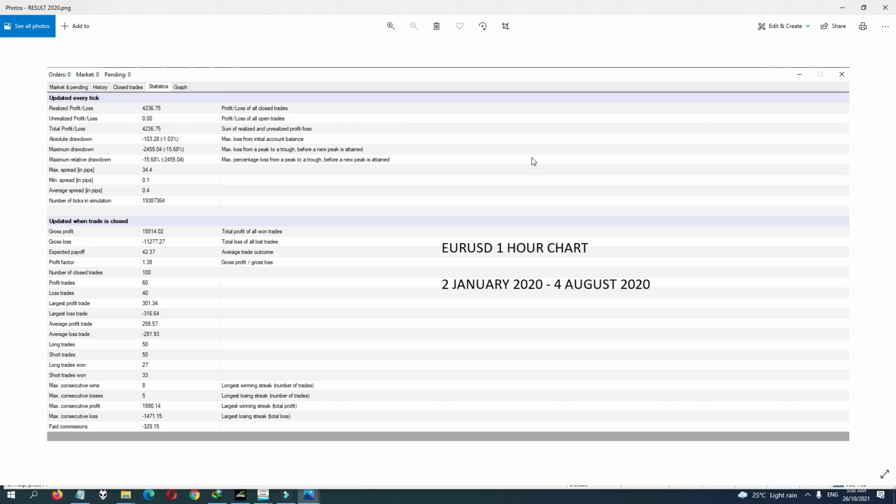Here is the result of 100 tests, on the EUR/USD 1-hour chart from here till here. We get 4,000 profit on a $10,000 account, risking 2% per trade. We have 60 winning trades and 40 losing trades. This is 1-to-1. If you're targeting 1-to-1, ideally you want the win rate to be at least 60% and above. It's around 60 to 67%, so it does have an edge. Max consecutive wins is 8 and max consecutive losses is 5.